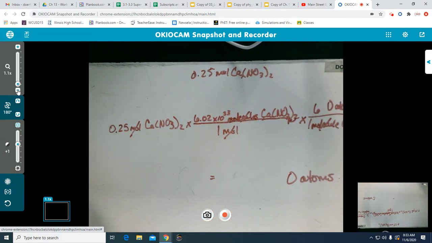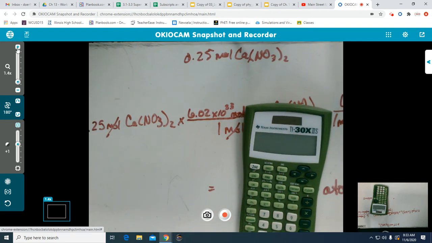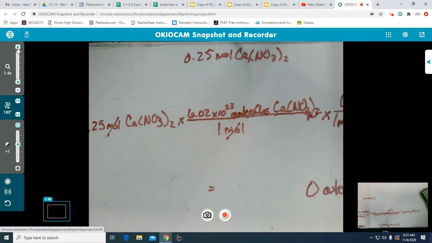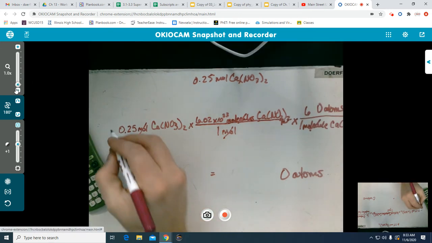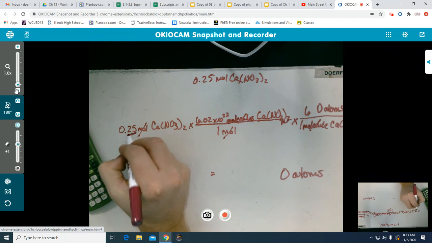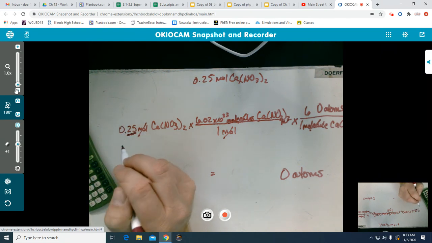So again, I want to see if you can do this, okay? I want you to solve for this. And remember to refer back to your given for sig figs. How many sig figs does your given have? 2. Very good.